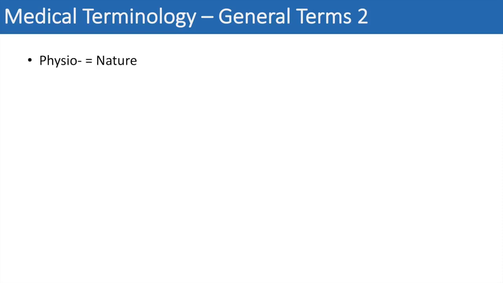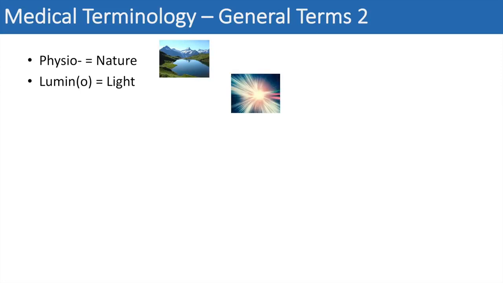So here's another one. The prefix physio, which means nature. You can think of a physiotherapist. The next one is lumen or lumino. This means light. And you can think of the word lumen or illuminate. So these are all referring to light. The next prefix is nomen. This means name, and you can think of the word nomenclature.